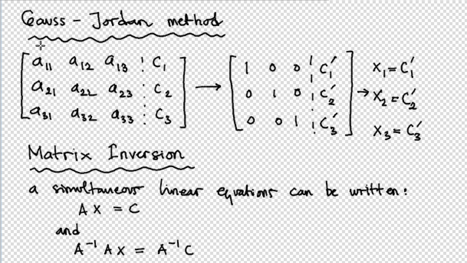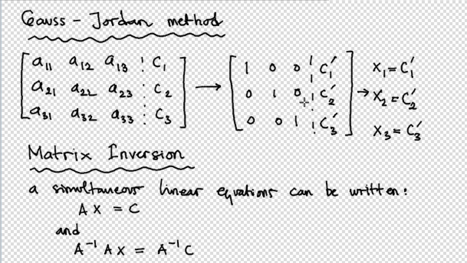Next method is Gauss Jordan method. What is Gauss Jordan method? It's similar but not equal. It's similar to Gauss elimination method, but here the purpose is we make this matrix into an identity matrix. So this is the original matrix, we change into identity matrix.